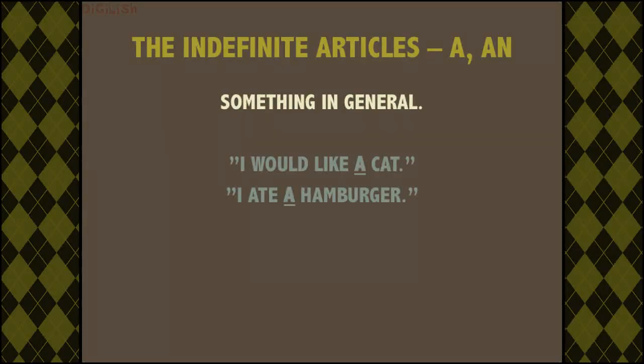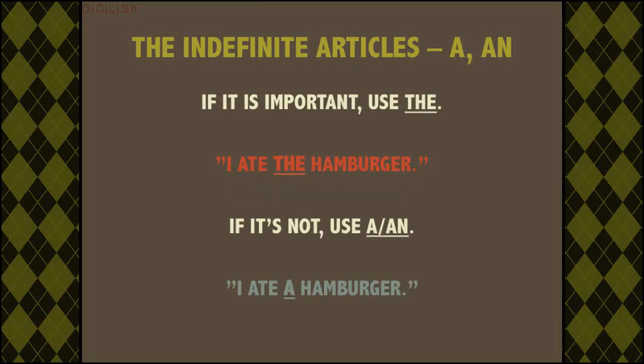Indefinite articles are used when you're just talking about something in general or something that the other person doesn't know about. I would like a cat means you just want a cat. There isn't a specific cat you have in mind. I ate a hamburger means you ate just another hamburger. If you say I ate the hamburger, it means that the person you're telling this to should know which hamburger you're talking about.